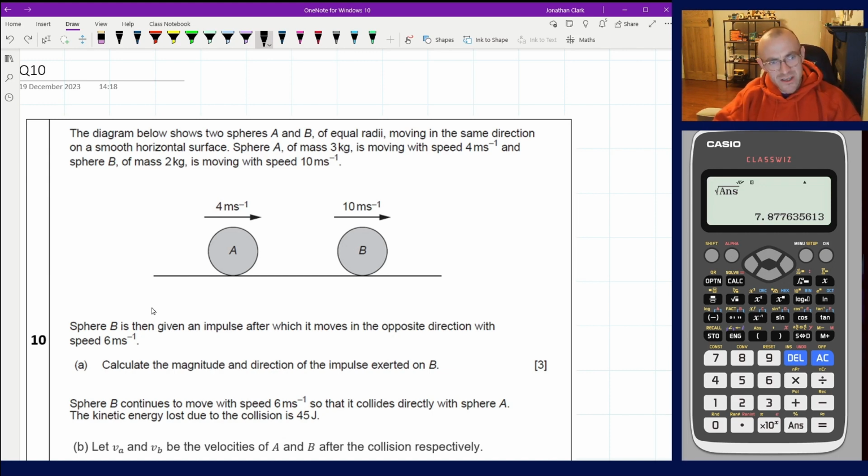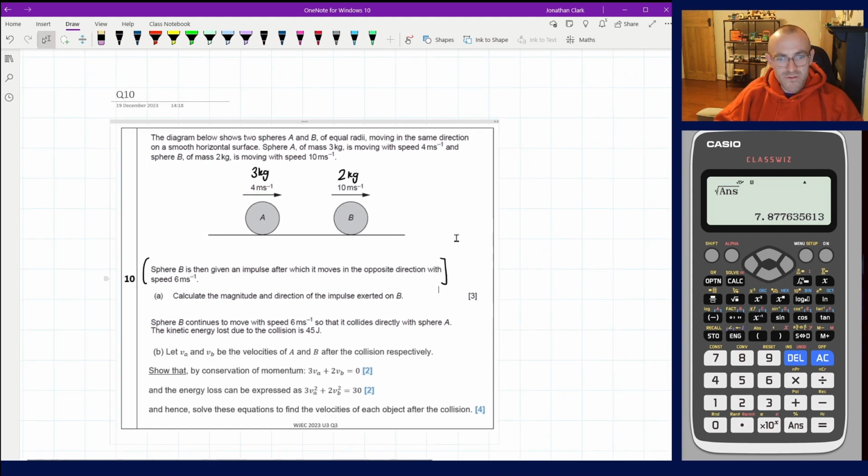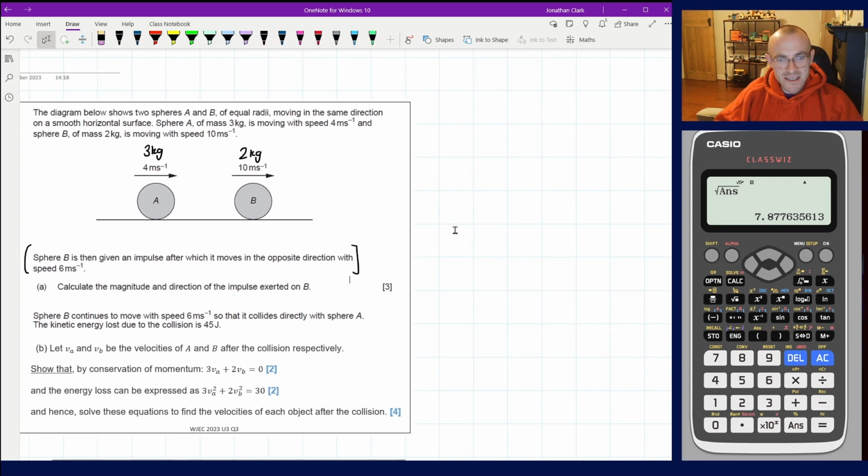This first sphere, sphere A, has a mass of 3 kilograms. I'm just going to indicate that on the diagram somewhere. And sphere B has a mass of 2 kilograms. Right, okay, I'm reading this next bit of text here. Sphere B is then given an impulse, after which it moves in the opposite direction with speed 6 meters a second. So this is my before. And then something's happened to sphere B, and now it's going the opposite direction.